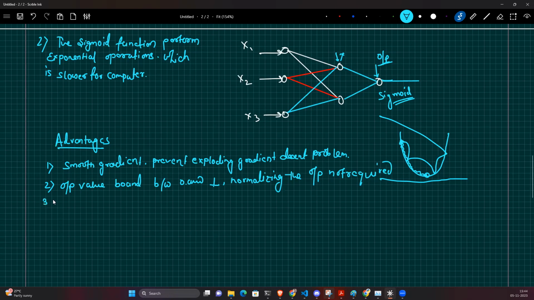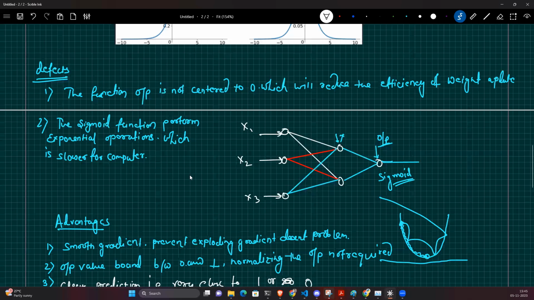Okay. Third is clear prediction, that is, very close to 1 or 0. So that is called an advantage. Now we know the disadvantages and advantages of the sigmoid activation function.